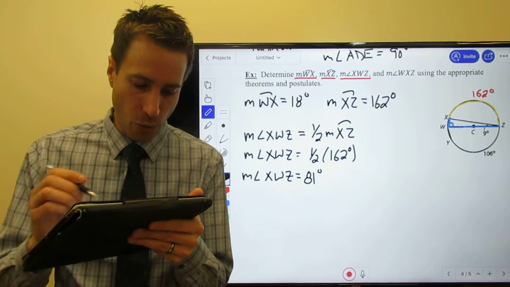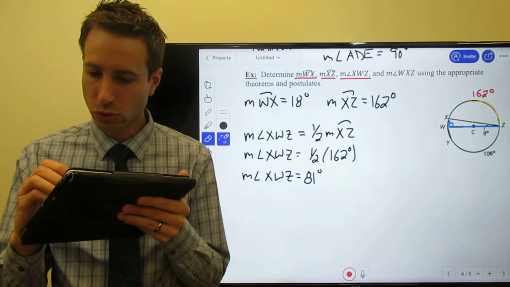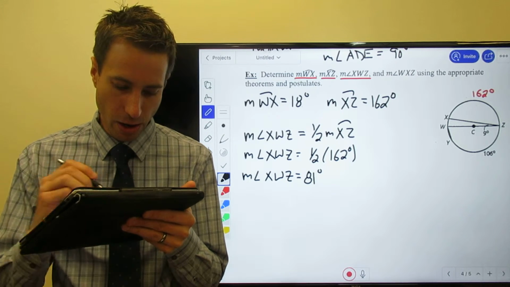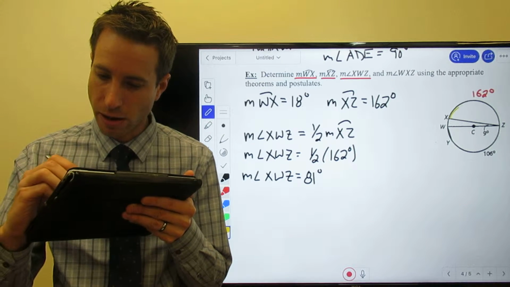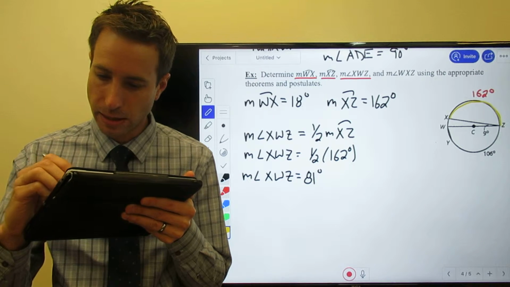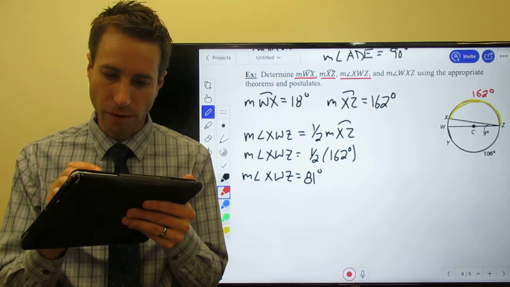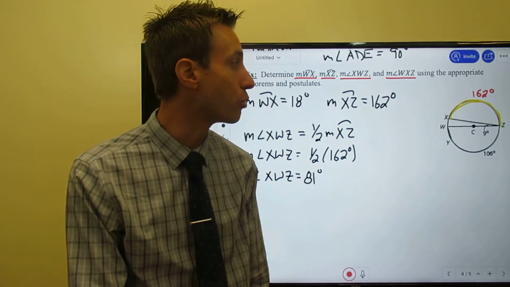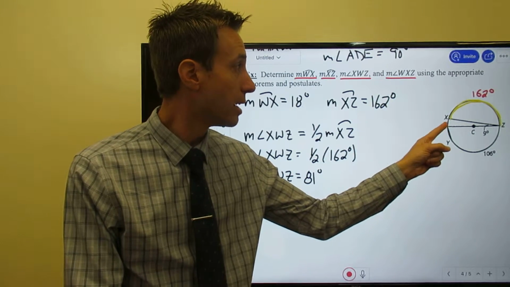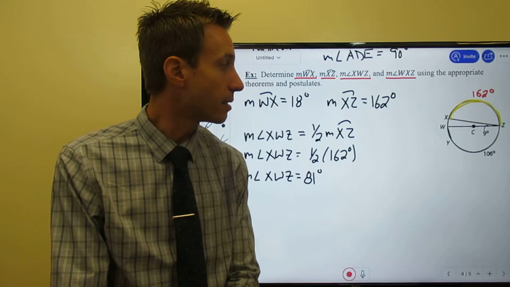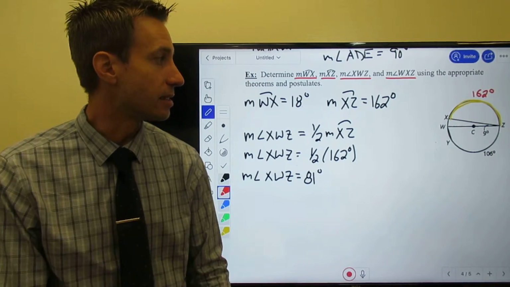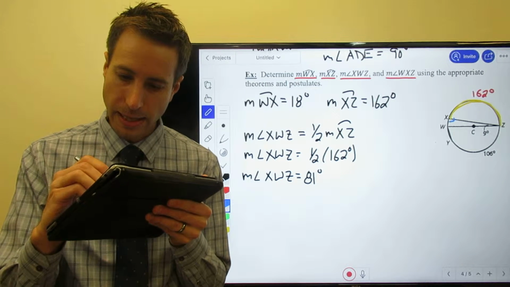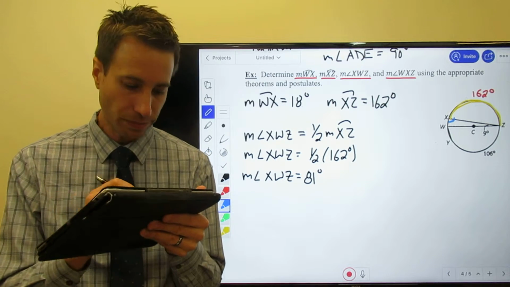All right, I ask you to solve for one more thing. Here we go. Get rid of that. Let me redraw that arc in there because that is the measure of XZ. And let's see what they ask me to solve for next. I want to know what is the measure of WXZ. So now I want you to find this guy right here.